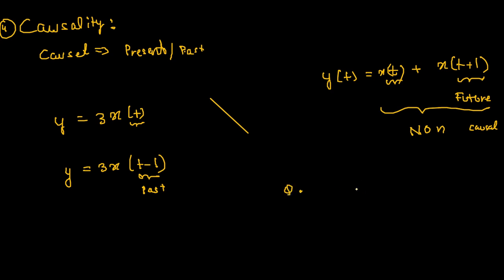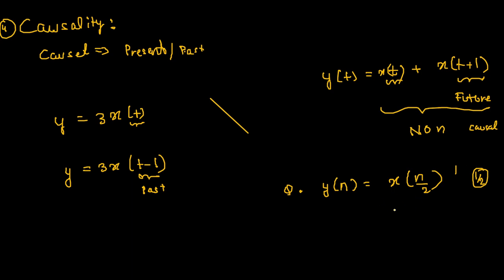Just this one question is important. Let's say we have y of n is equal to x of n by 2. When you look at this question, you might conclude that it is a causal signal because it depends only on the past output. If you take n as 1, you get 1 by 2, and since it depends on a lesser value of n, it depends on the past output.